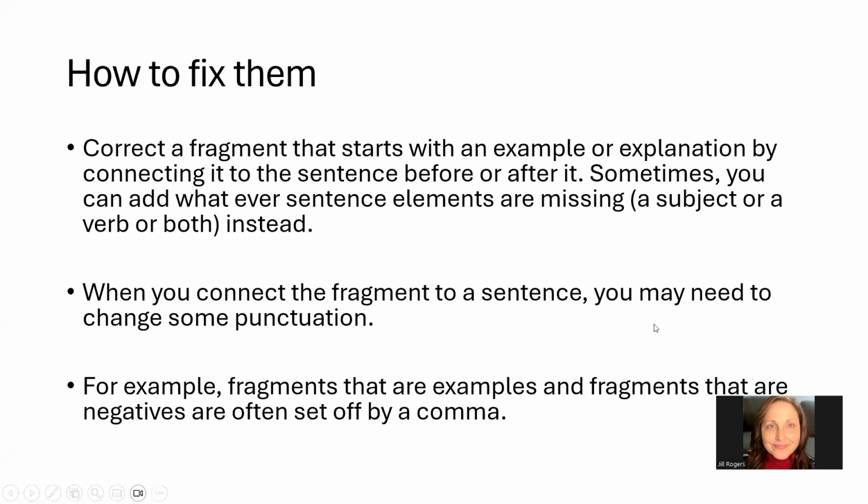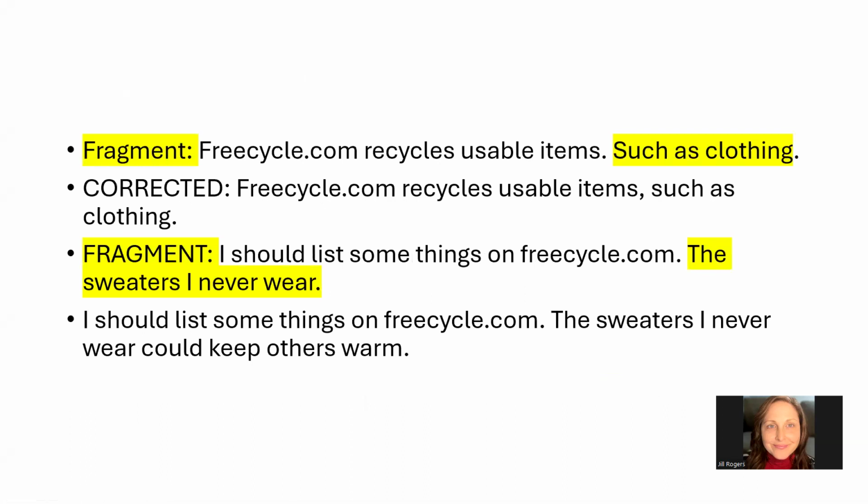So how do we fix them? Connect it to the sentence before or after it, or just add whatever it's missing, a subject, verb, or both. Okay, when you connect the fragment to the sentence, you may need to change some punctuation. And like I said, fragments that are examples usually have a comma, because remember, we don't use a comma if it changes the meaning of the sentence, if it's a restrictive clause. All right, so freecycle.com recycles usable items such as clothing. We already said that. Well, just add it with a comma, such as clothing.